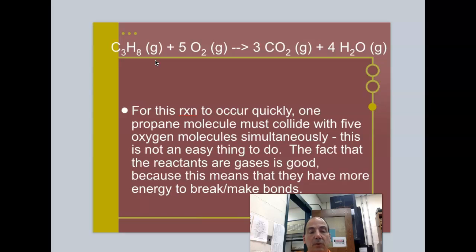Okay, so this is going to happen in a series of collisions. So propane collides with an oxygen, and then whatever is formed from that collides with another oxygen, and so on and so forth. So this has got a whole bunch of things that's going to go on to get from here to here.